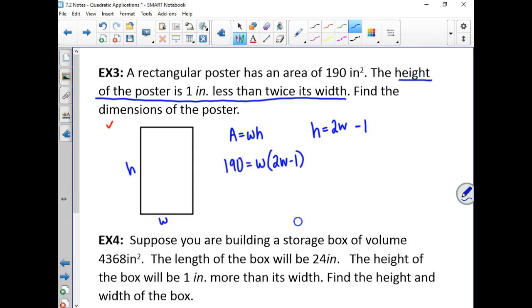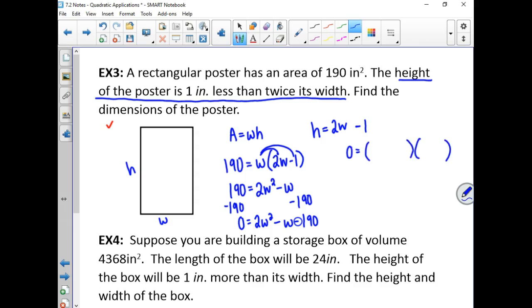And by doing that, now I only have one variable in the problem. So I will distribute here. So I get 190 equals 2W squared minus W. I will also subtract that 190 because I need this equation to equal 0 so that I can factor it. So 0 equals 2W squared minus W minus 190. Now I need to factor, and when I factor this, I can use a 2W and a W.